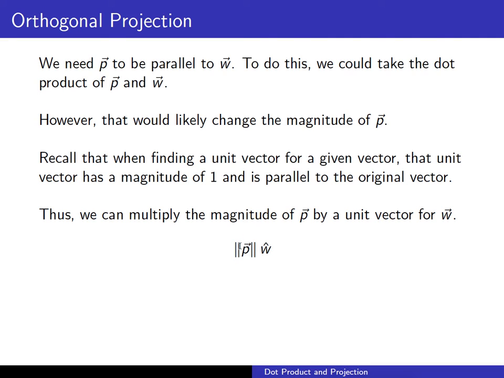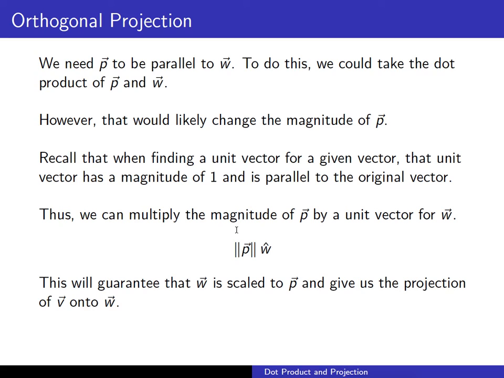So having the magnitude of that vector p times a unit vector for vector w, remember the unit vector has a little hat, this will give us what we need for our shadow vector for our projection of v onto w. It'll guarantee that w not only is scaled to a length of p, but will give us the projection of vector v onto vector w.